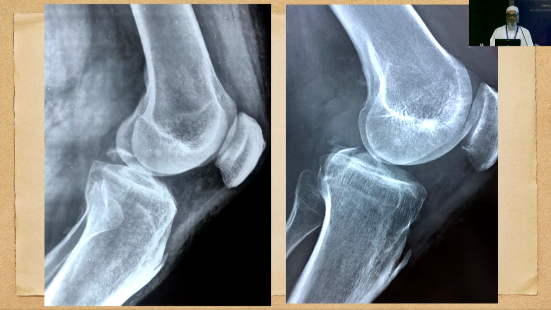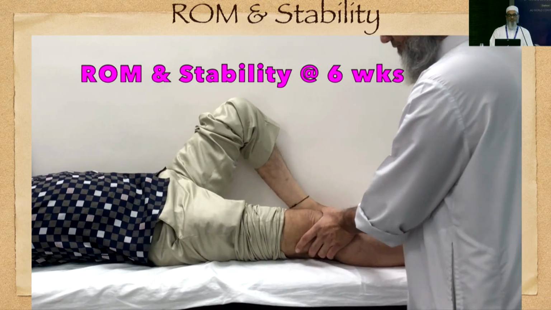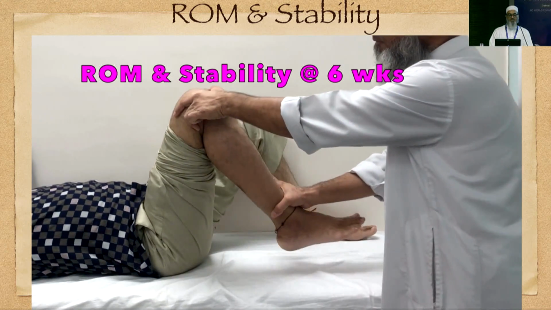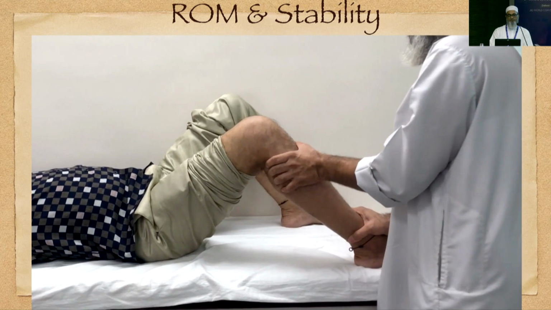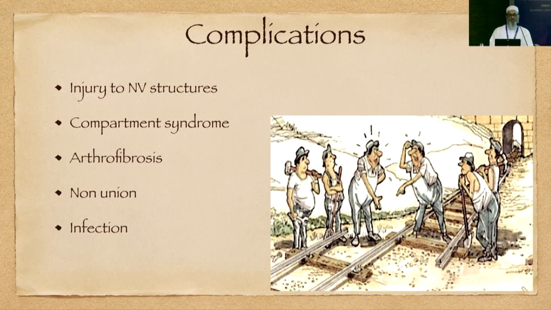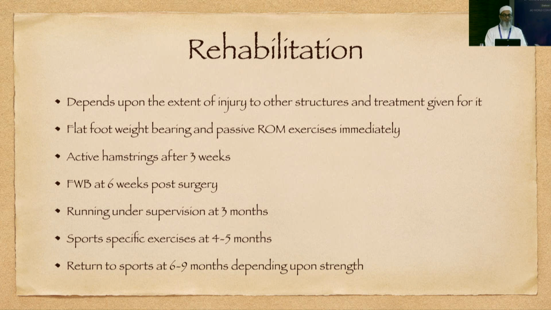This is the pre-op and the post-op X-ray, and this is the stability at 6 weeks with good range of movement. The complications include, as we all know, neurovascular structure injury, compartment syndrome, arthrofibrosis, and so on and so forth. We start rehabilitation immediately, active hamstring after 3 weeks, full weight bearing at 6 weeks, running under supervision after 3 months, and return to sports at 6 to 9 months depending upon strength.